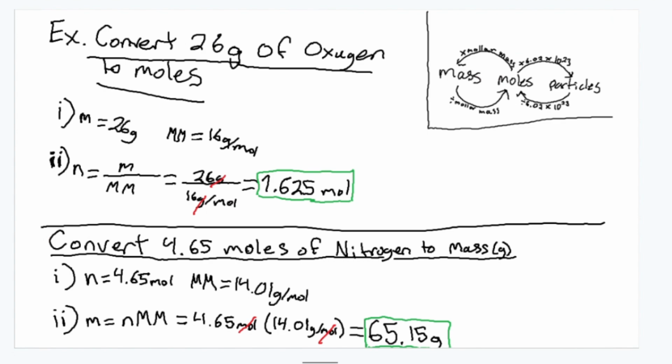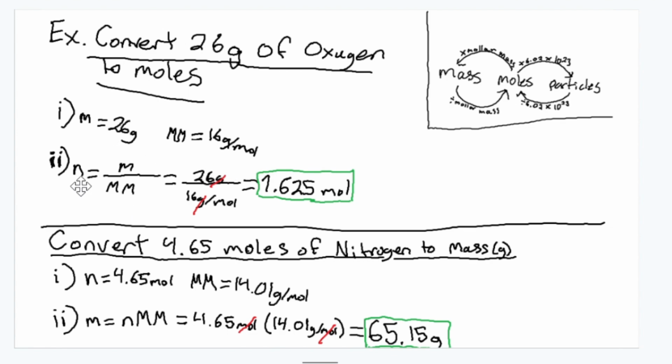Here's a quick example of one of the questions that I did. We converted 26 grams of oxygen to moles. The first step is to write down what we have. The mass of oxygen as provided in the question was 26 grams. If you look on the periodic table under the element symbol, as mentioned before, it says that oxygen has a molar mass of 16 grams per mole.